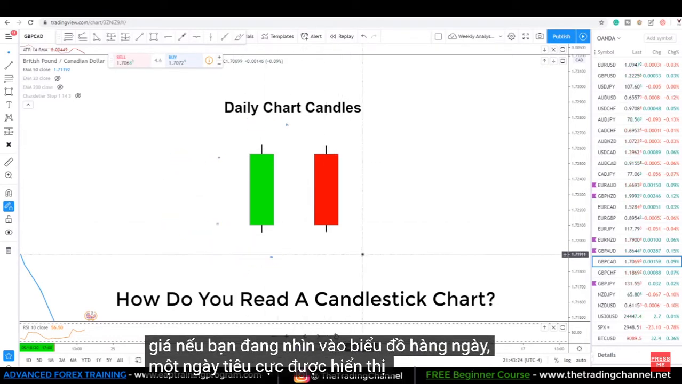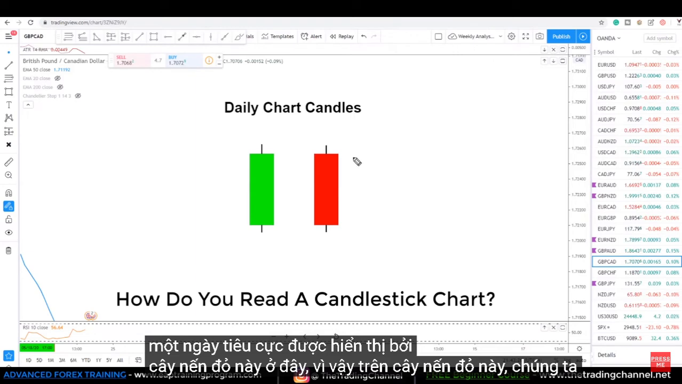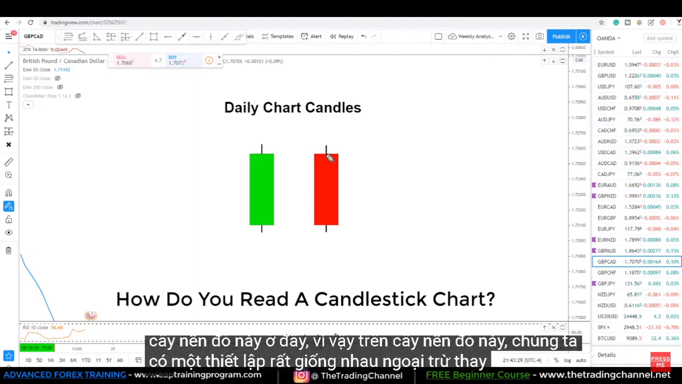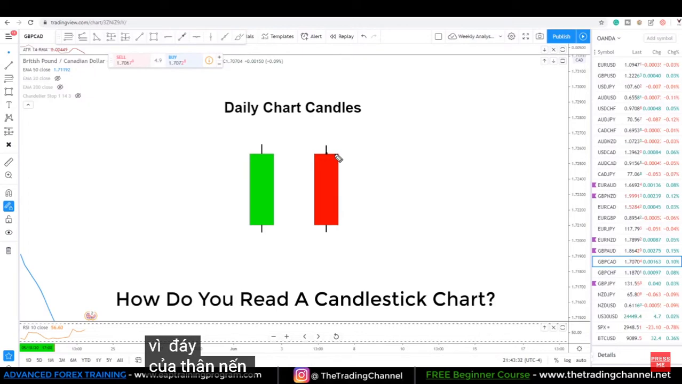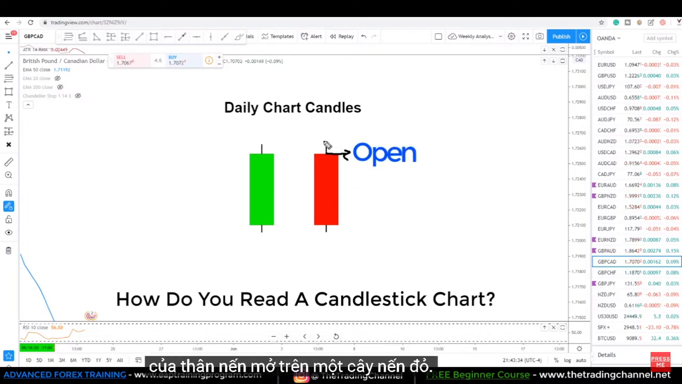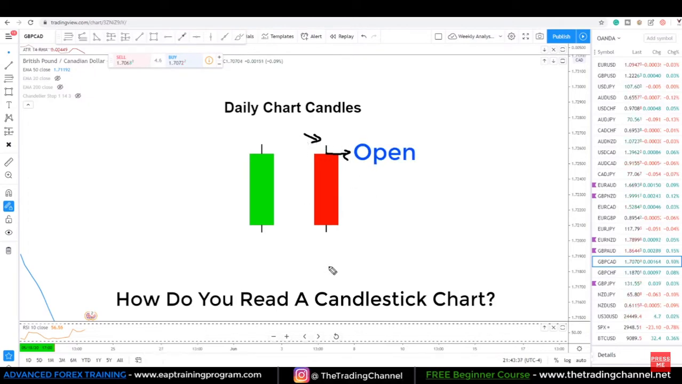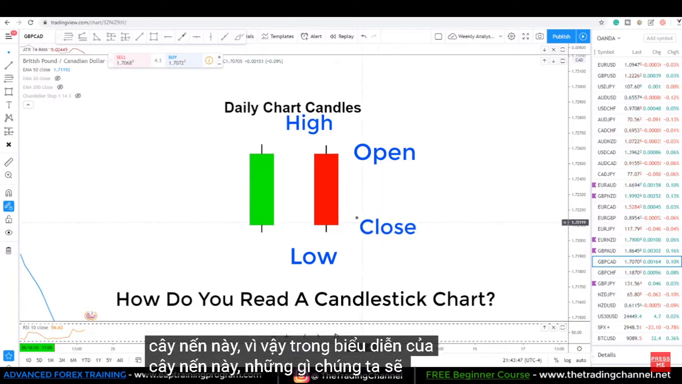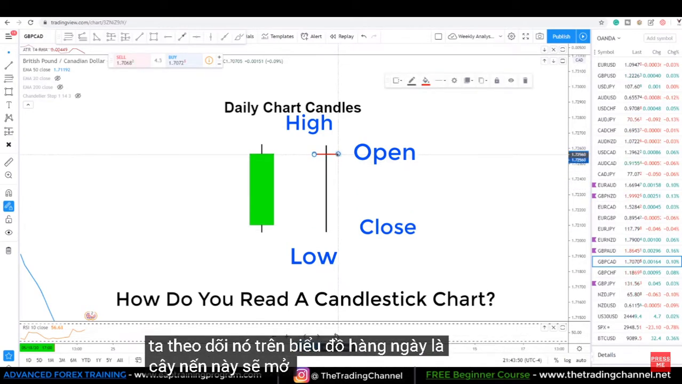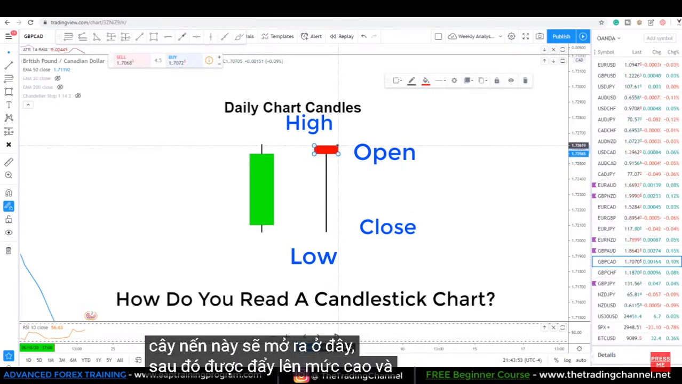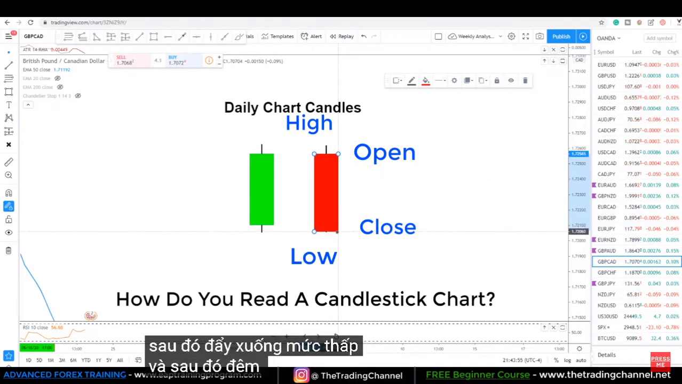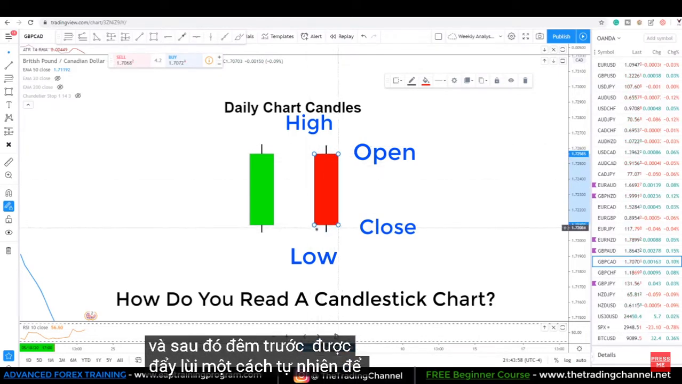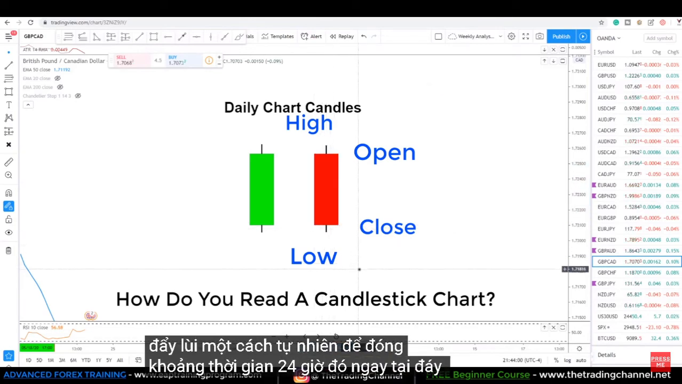A negative day is shown by this red candle here. On this red candle, we have a very similar setup, except instead of the bottom of the body being the open, on a red candle, the top of the body is the open. The top of this wick is still the high of this candle. The bottom wick is still the low, and the bottom of the body is the close of this candle. So if we were watching this on a daily chart, this candle would have opened here, pushed up to the high, then pushed all the way down to the low, and then eventually pushed back up to close that 24-hour period right there at the bottom of this red candle.